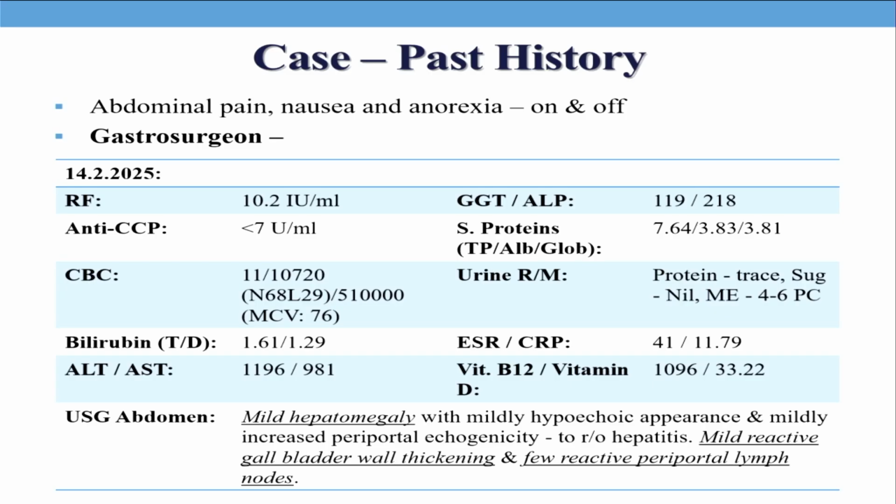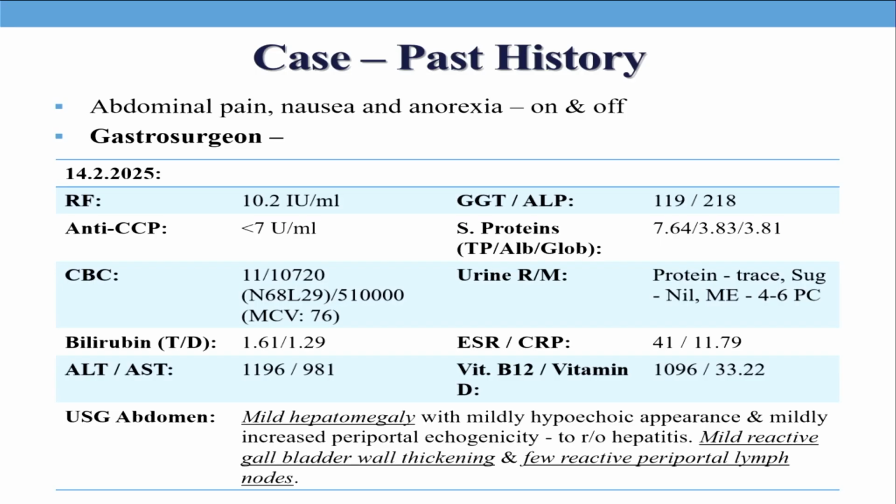SGPT was very high, 1196, and SGOT was elevated, 981. GGT was elevated, ALP was also elevated. Urine was showing 4 to 6 pus cells and protein was present. Her ESR was 41 and CRP was 11.79. B12 and vitamin D were done and they were normal.